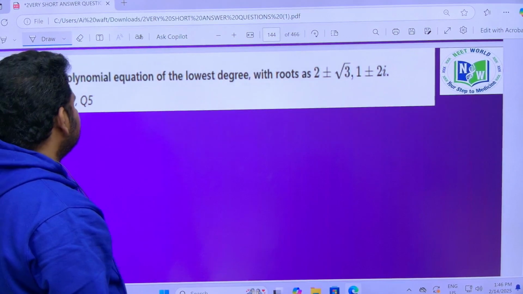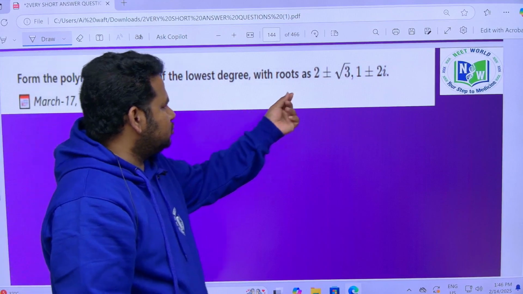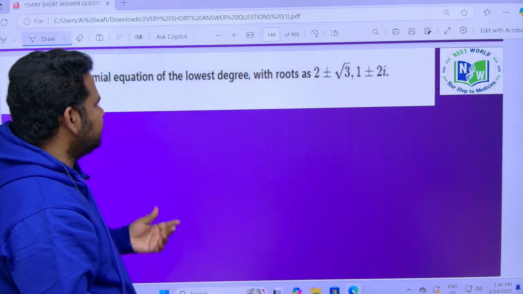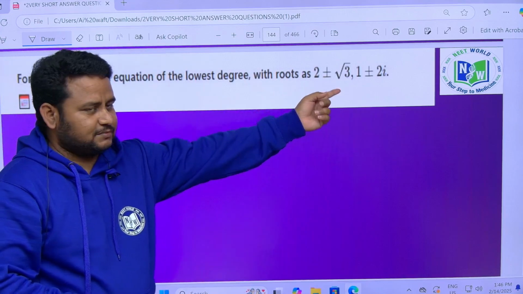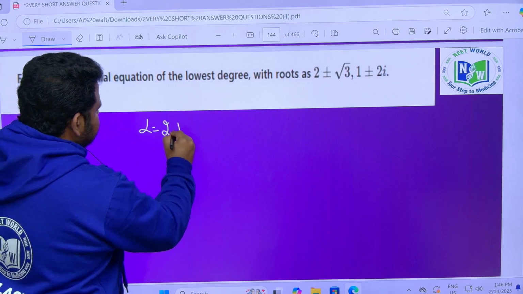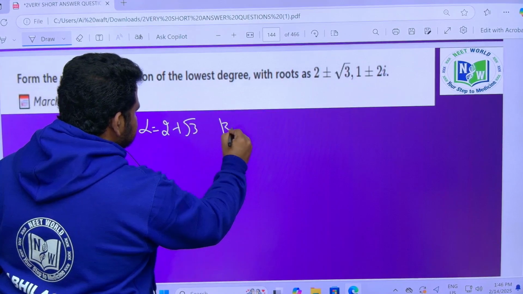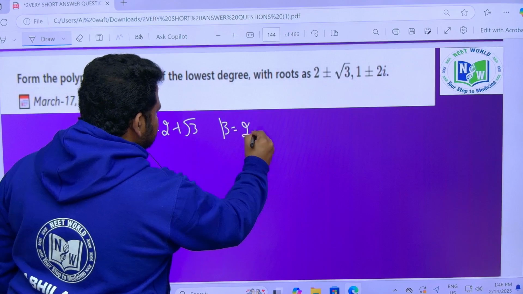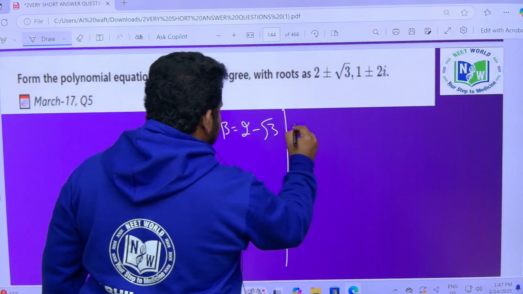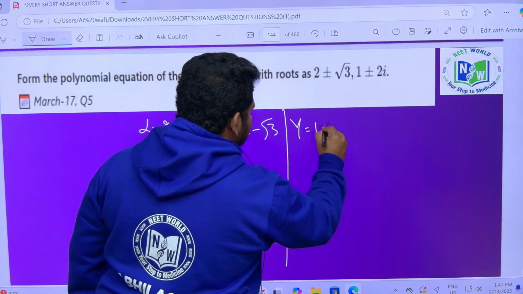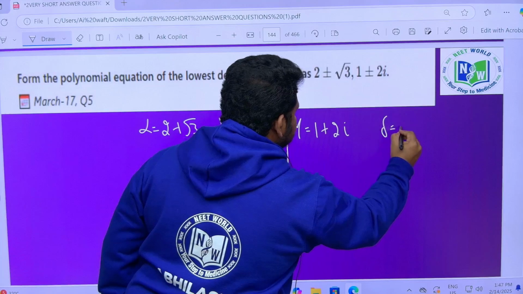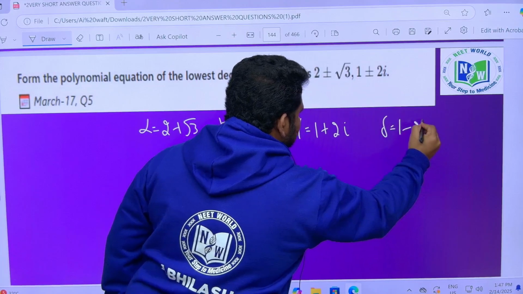Form the polynomial equation of the lowest degree with roots 2 plus or minus root 3, 1 plus or minus 2i. So how to solve this? They have given 4 roots, with plus or minus. Let us take alpha as 2 plus root 3 and beta as 2 minus root 3. Similarly, let us take gamma as 1 plus 2i. This is a complex number, be careful. And delta as 1 minus 2i.